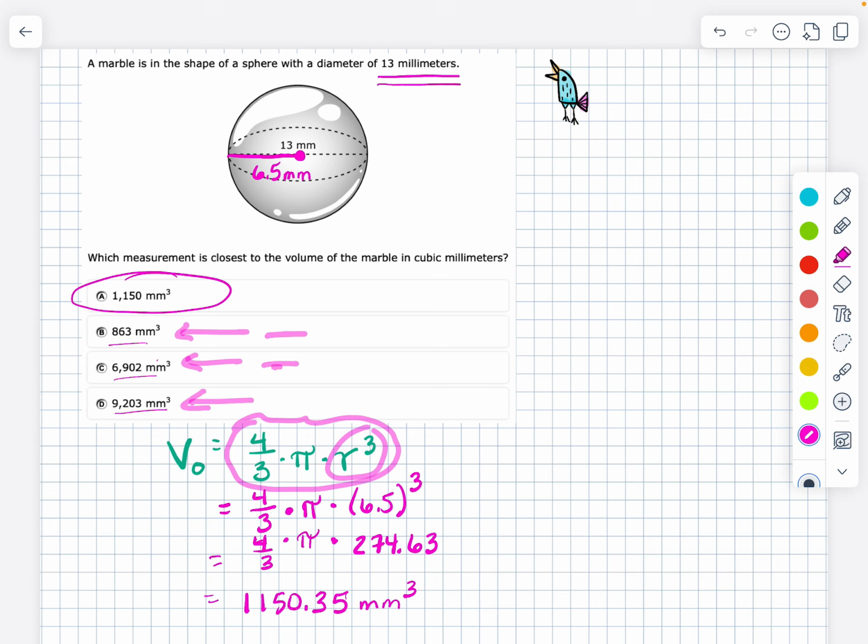So it's not just random answers here. They try to figure out where you could mess up, and they put those down. So if you get an answer, just double check, see if it makes sense to the best way that you can.